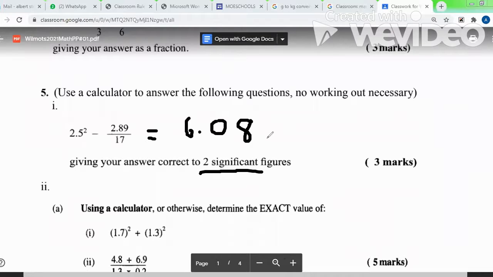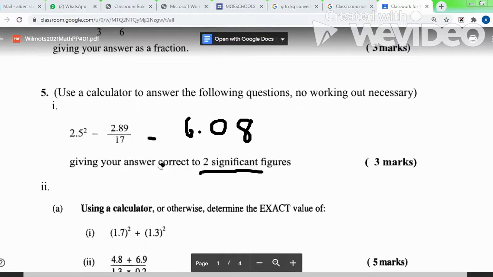Let me tell you, some calculators have built-in systems to work out these questions, and some calculators don't. All right. Another thing you could do is utilize your brackets. So what you do is 2.5 times 2.5, subtract. Then you have open bracket. You press open bracket on your calculator. Then you press 2.89. Then you press divide. Then you press 17. Then you press what? Close bracket. Then you press equal. All right. Some of you might try this question one shot and not get 6.08. So I just want you guys to be careful of that.